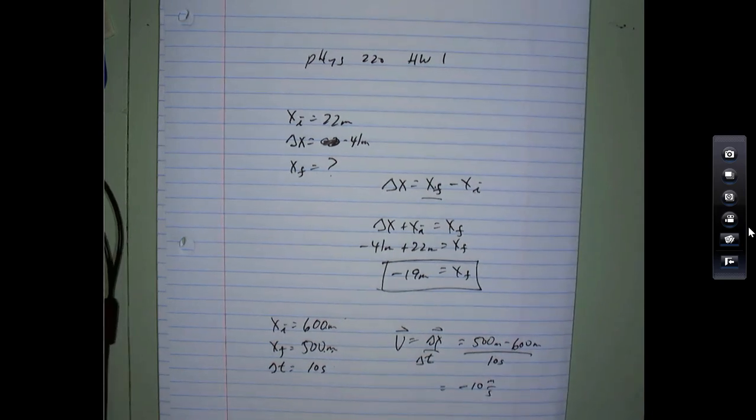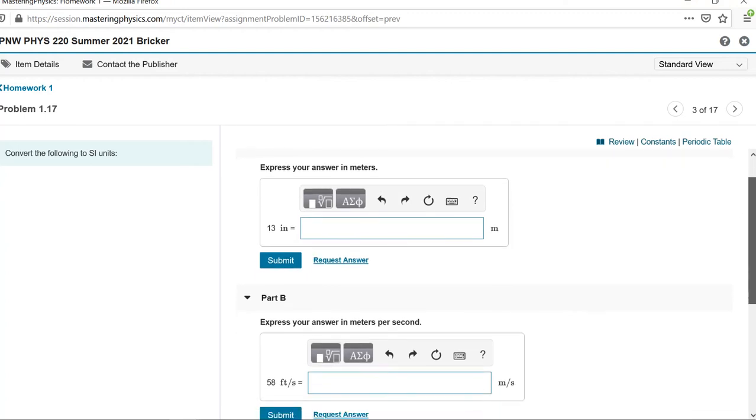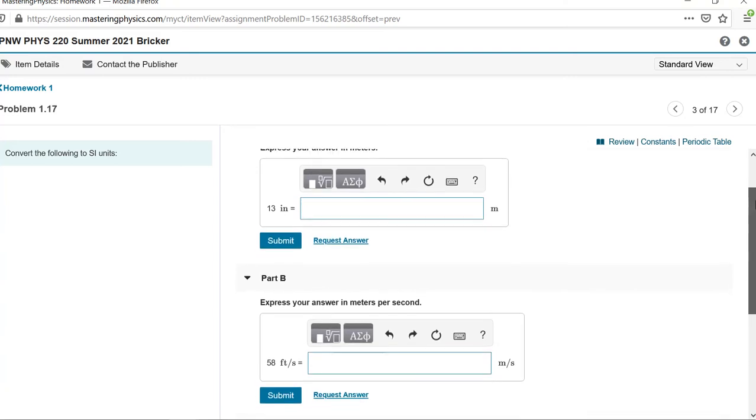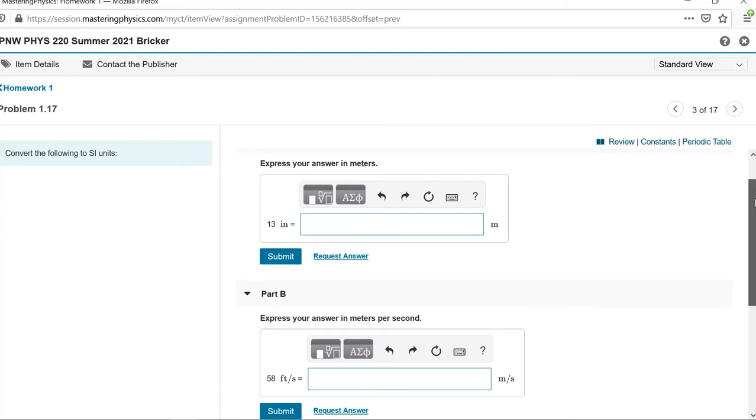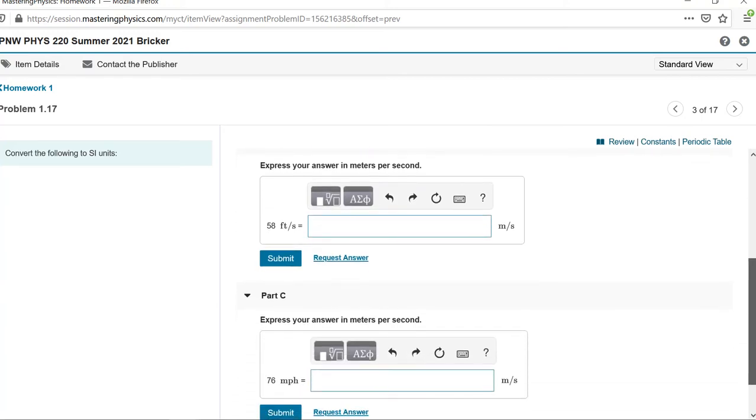Okay, let's look at the next one. Okay, the third one is convert these to SI units. So remember, SI units are meters, kilograms, and seconds. So you'll have to look up the conversion factor in the book. I wouldn't give you one like this on the test, like convert 13 inches into meters or anything like that. But this is a good skill to have to do some of these problems.